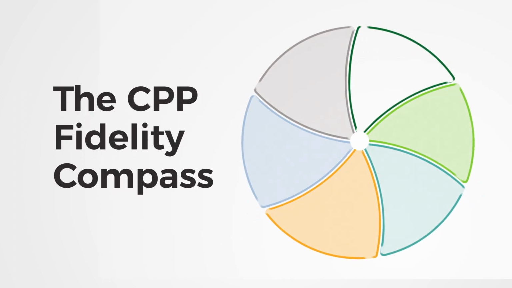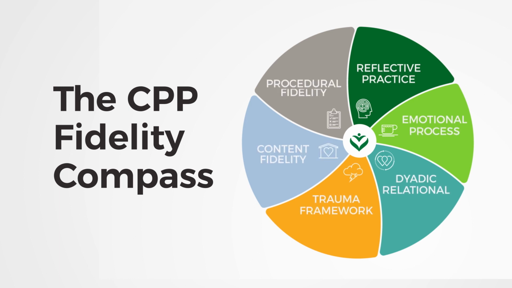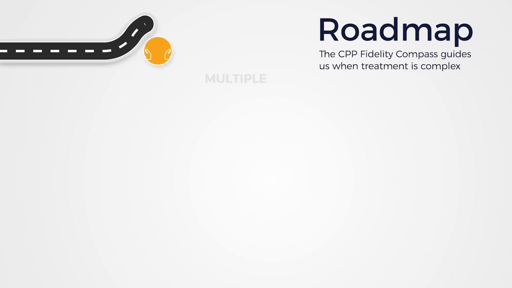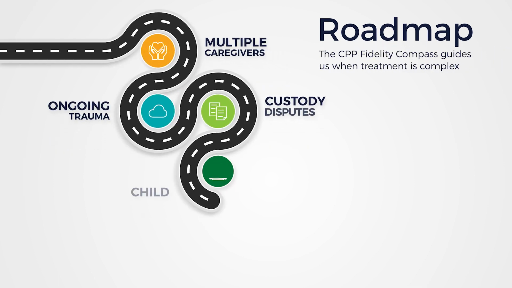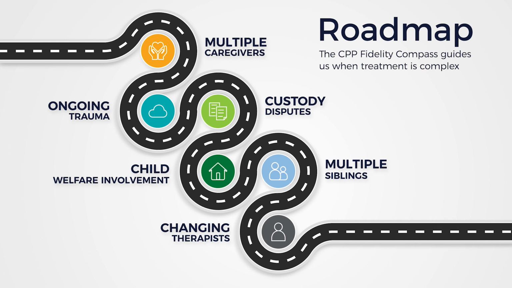Here's the main visual that we use to depict our CPP Fidelity Framework. We've organized the strands in a compass. The CPP Fidelity Compass guides our work and is especially helpful when the treatment path feels complex or when we feel lost. This can happen when we're new to CPP, when family circumstances are complex, and when there are lots of system-level challenges. We'll use this compass as we go through a quick overview of our CPP Fidelity Framework. Let's get started.